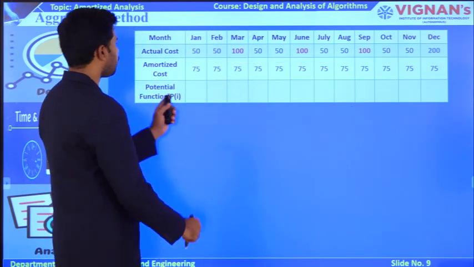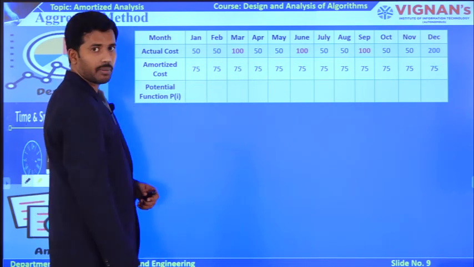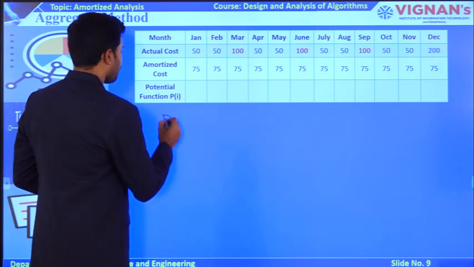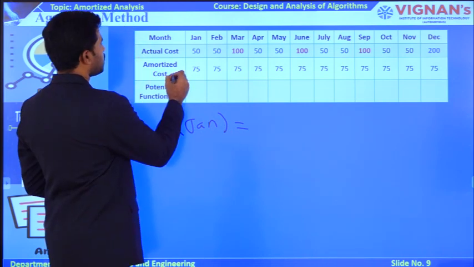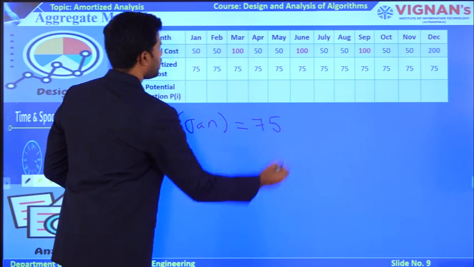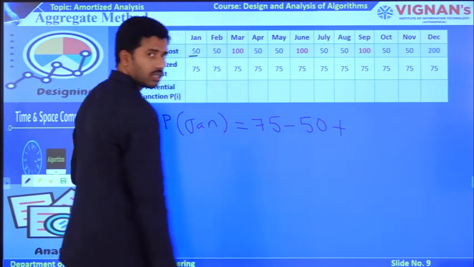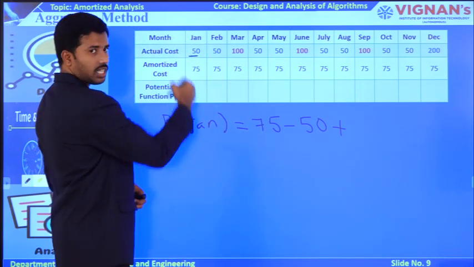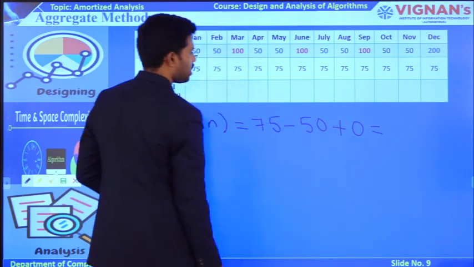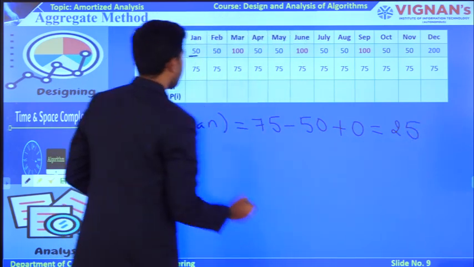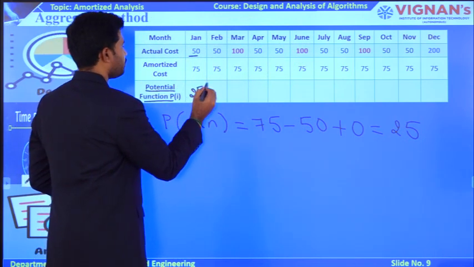Now your task is to fill this last row. What is the value that will be available in the first column, January? What happens if I apply the potential function on January? What is the amortized cost? 75. What is the actual cost for January? Minus 50, plus. Is there any previous month available before January? Nothing is available, so consider it as 0. So 75 minus 50 is going to be 25. So the value under the January column for your potential function is 25.